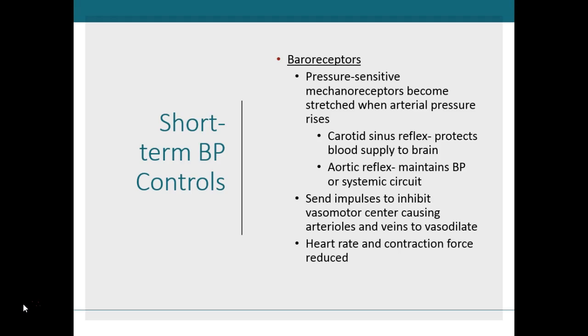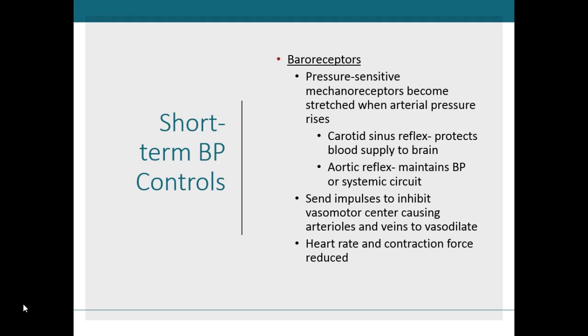The two most important baroreceptor reflexes are the carotid sinus reflex and the aortic reflex. These baroreceptors are in the wall of the carotid sinus, which is in the carotid artery, and also in the wall of the ascending aorta and the arch of the aorta. When these receptors are stretched, they send that information to the brain, and the cardiovascular center can make adjustments as needed for vasodilation and vasoconstriction.